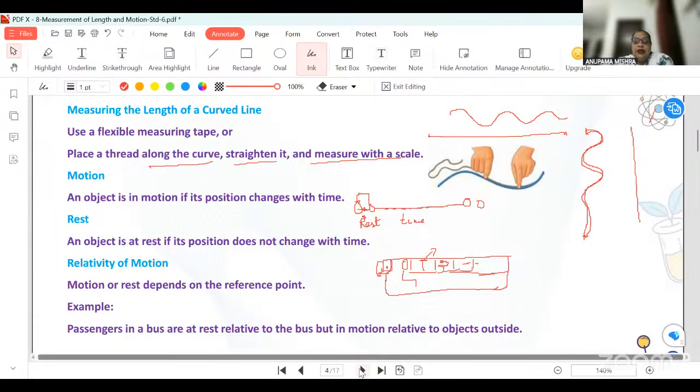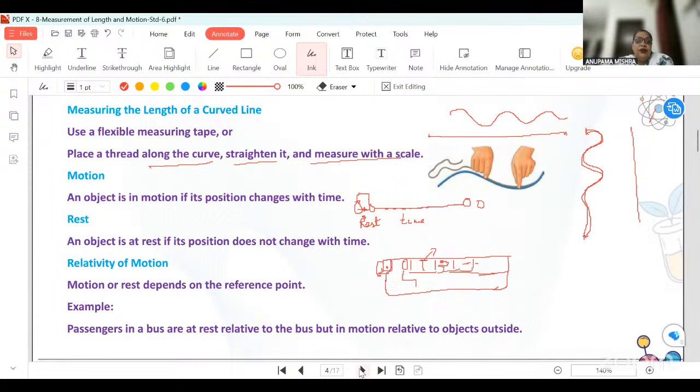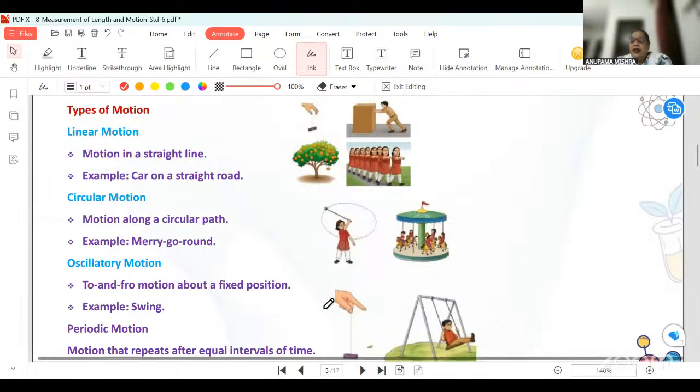Okay. Then next, can we write? If you want to write, you can write down, I don't mind. Then comes the types of motion. Now, there are three types of motion we are going to learn today. One is linear motion. Linear means a straight line.